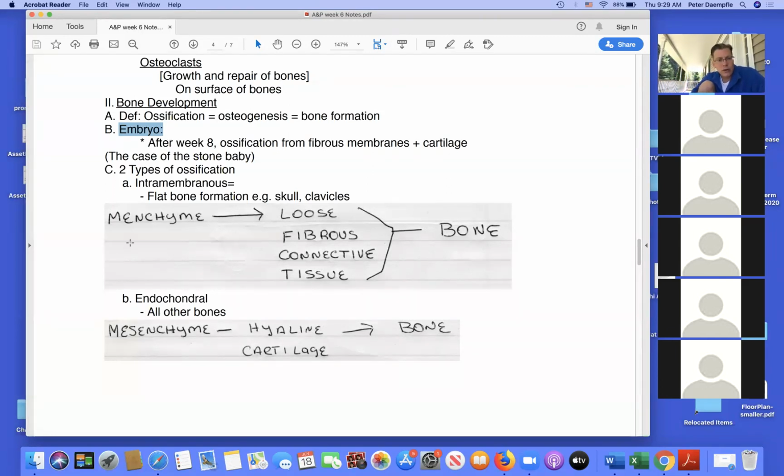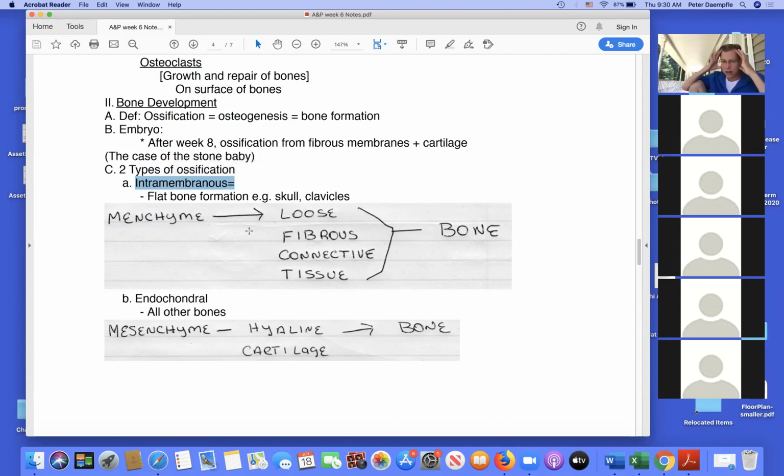And those bones in that structure undergo something known as endochondral ossification, where the mesenchyme or embryonic connective tissue becomes hyaline cartilage and then becomes bone. All bones go through that process of endochondral ossification. They become hyaline cartilage and then they become bone, except for a few select bones, which undergo something known as intramembranous ossification. That means they form within loose, fibrous connective tissue membranes.